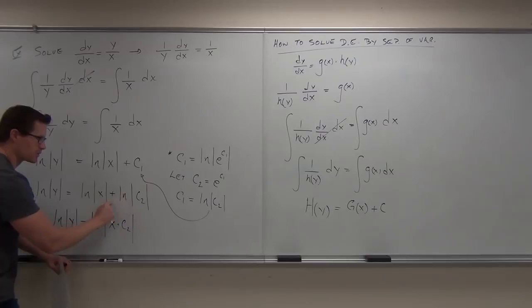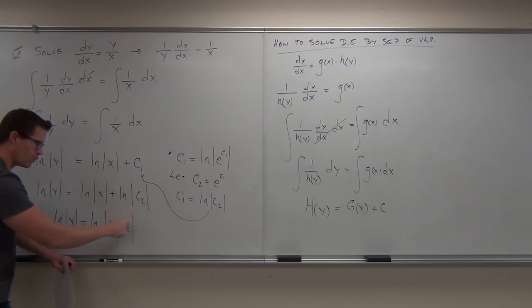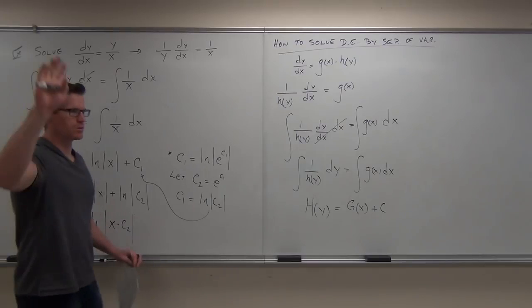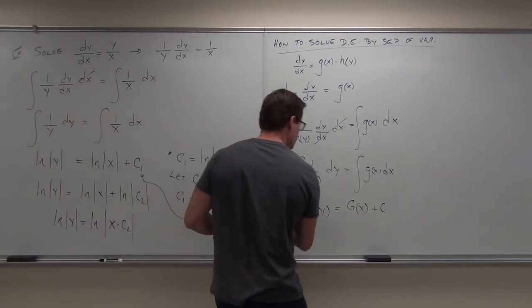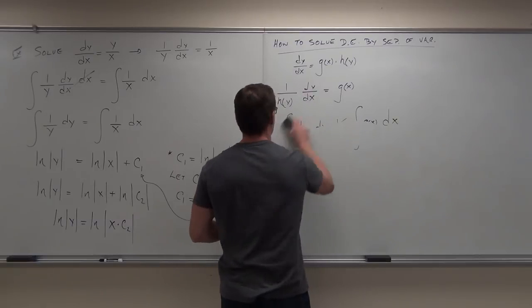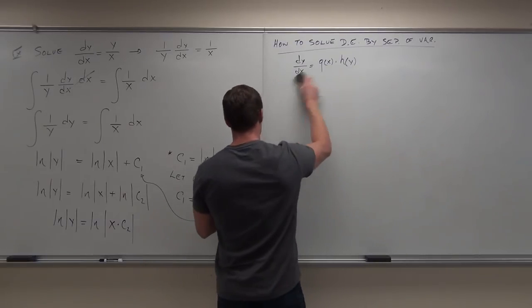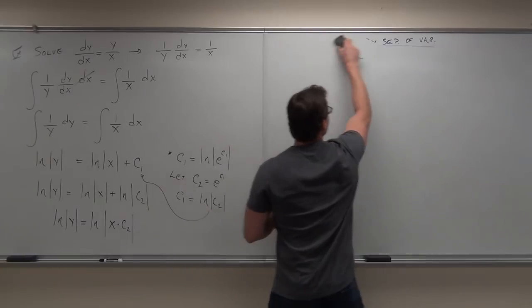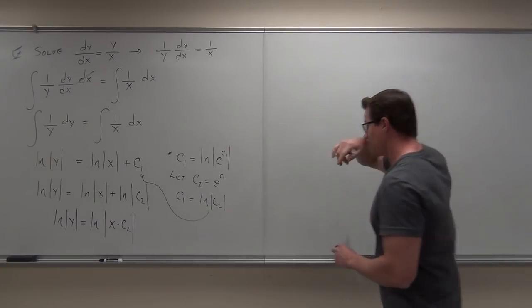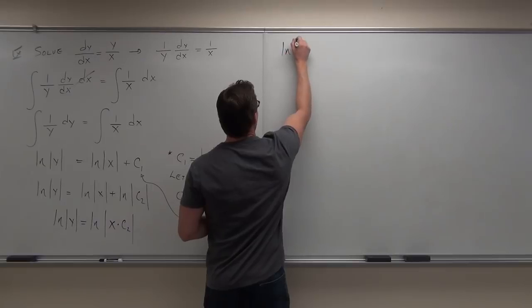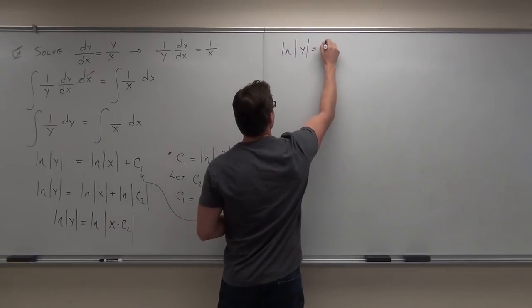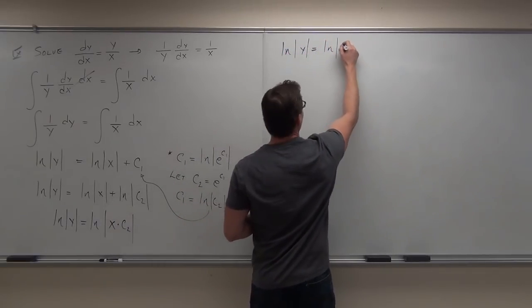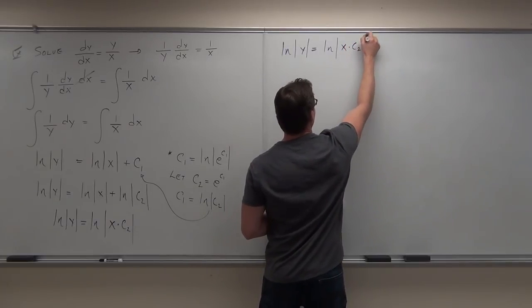We know that plus means a product within one ln. So two ln's being multiplied together, same base, added together, we can multiply the product of these two arguments. Since they're absolute value, we make one absolute value out of it. Quick show of hands if you're okay with that one. So now we have ln absolute value of y equals ln absolute value of x times c sub 2.